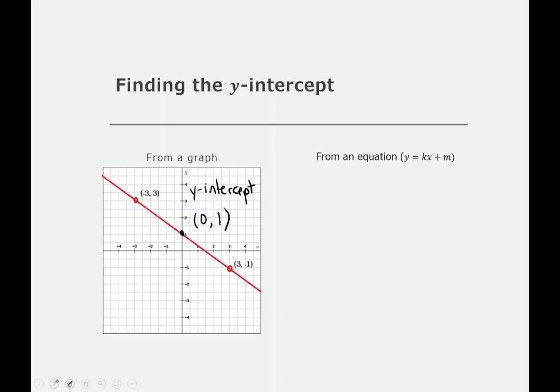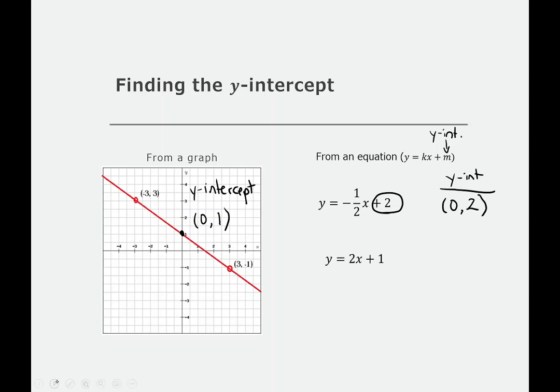And from our equation, remember the m value is our y-intercept. Remember, k is our slope. So we see that the y-intercept for this scenario is 2. But it's not just 2. Remember, x is 0. The 2 gives us our y value.